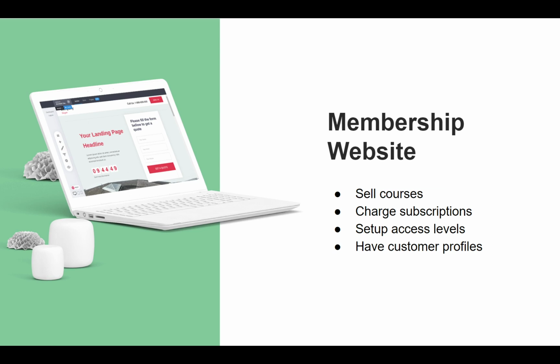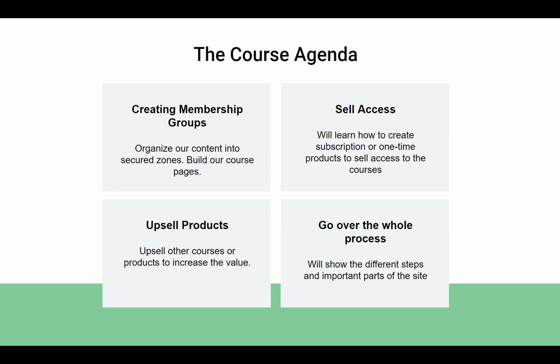subscriptions, recurring payments, different types of access or subscriptions and recurring revenue that you can do, or one-time payments for access to these courses. You can do all that. You can set up access levels, and have customer profiles which can get access to their content. So this is basically what membership websites are, and by the end of this video you'll be able to build amazing websites like this.